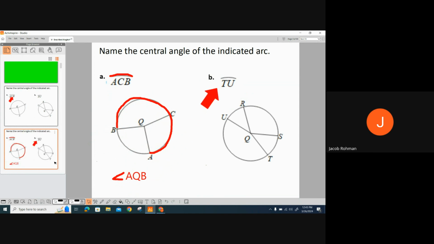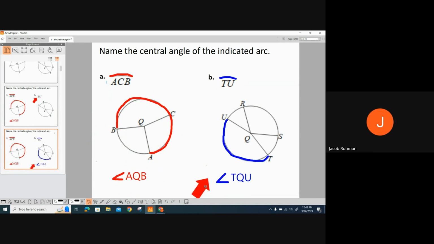In letter B, we have arc TU, which I highlighted in blue here, so arc TU. And then the central angle is going to be TQU that connects to those endpoints. And so here we put angle TQU.